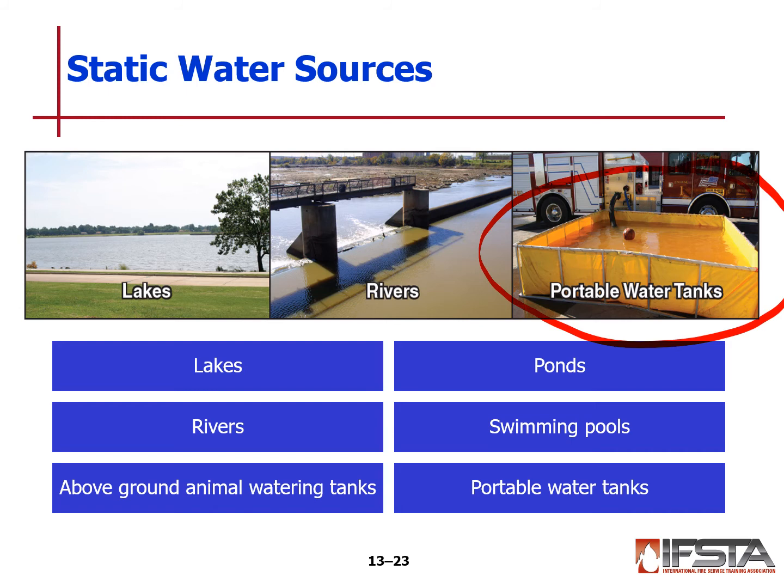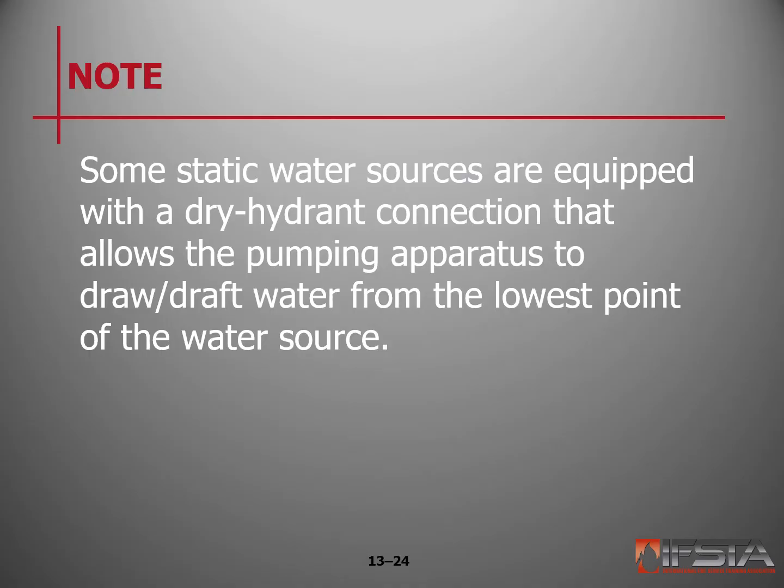This is the portable water tank you see most often that is carried on the water tenders, or the tankers as we call them. Again, some static water sources are equipped with dry hydrant connections that allow the pumping apparatus to draw or draft water from the lowest point of the water source. So there are ponds, and farmers will do this. They will put a dry hydrant and it is piped down to the bottom of the pond, and that will have a strainer on it as well, and that allows you to draw from the bottom, and you do not have to get real close to the pond in those cases, and you can draft it right up out of the hydrant.